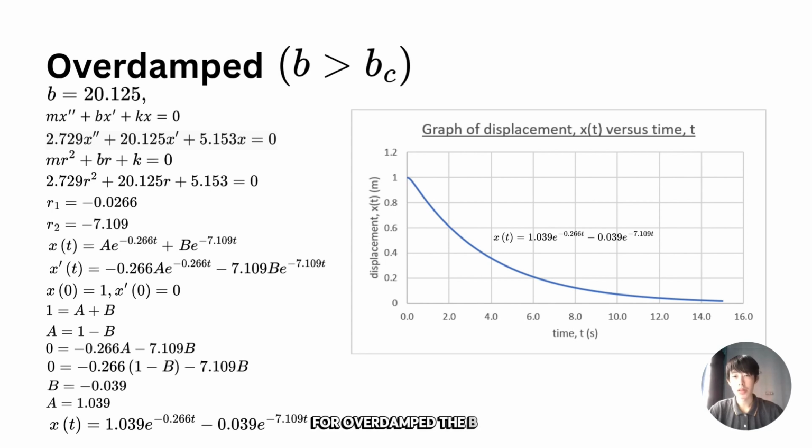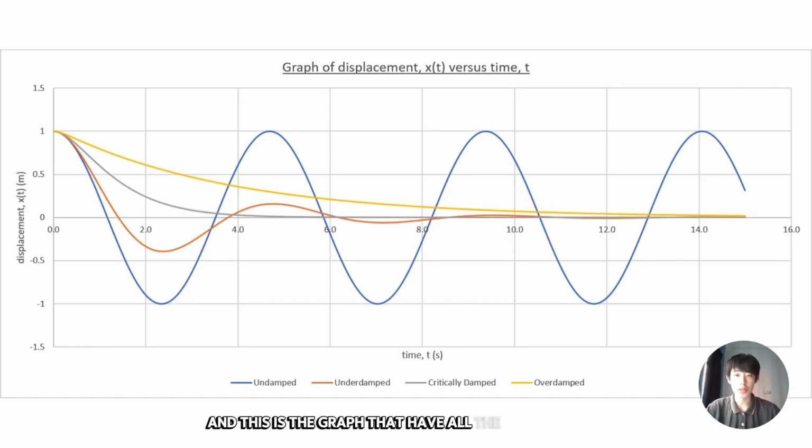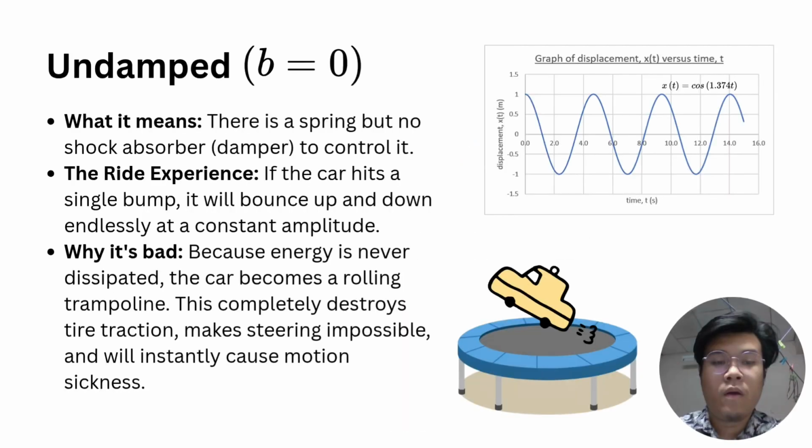For overdamped, b is bigger than the critical damping coefficient, and we choose b equal to 20.125, and we found its general equation. And for the graph, the displacement is decreasing over time, but it decreases slower than the critically damped. And this is the graph that has all the four systems inside. So, I will now continue to the discussion part.